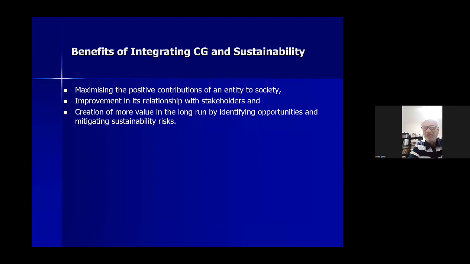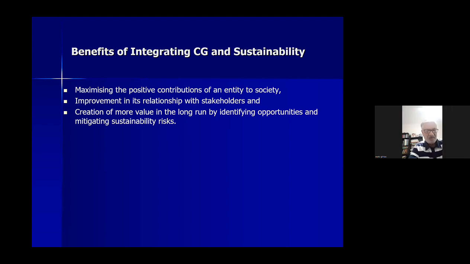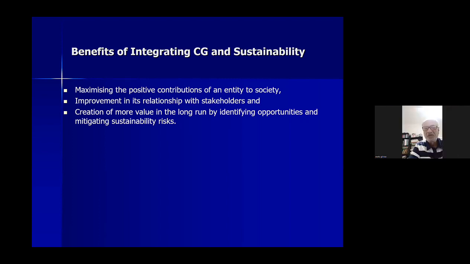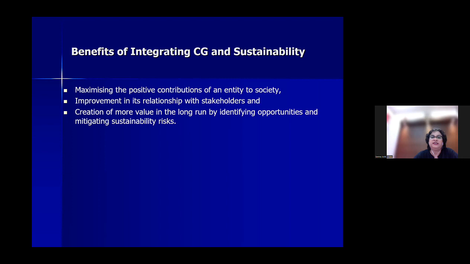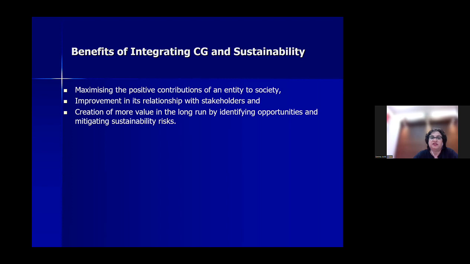So the point which I want to highlight is that sustainability consciousness, sustainability education, sustainability metrics, and sustainability reporting are very important on the part of the directors or the people who are at the helm of managing the companies. It is very, very important if we want corporate governance to converge with sustainability.